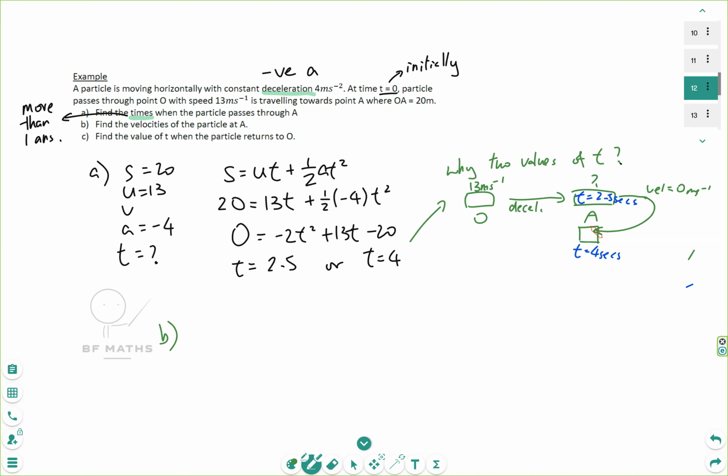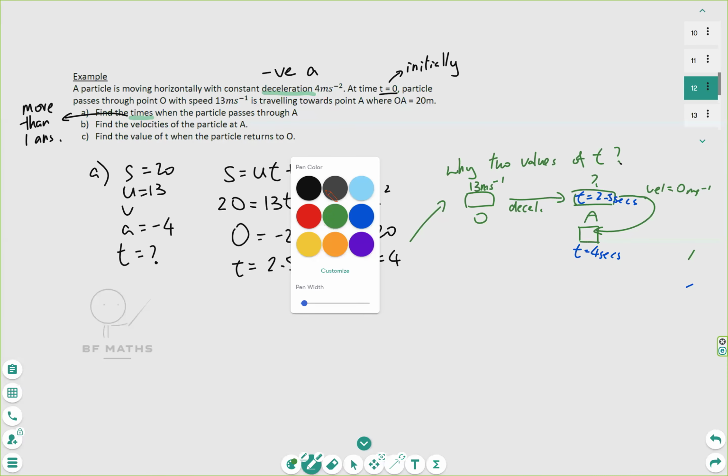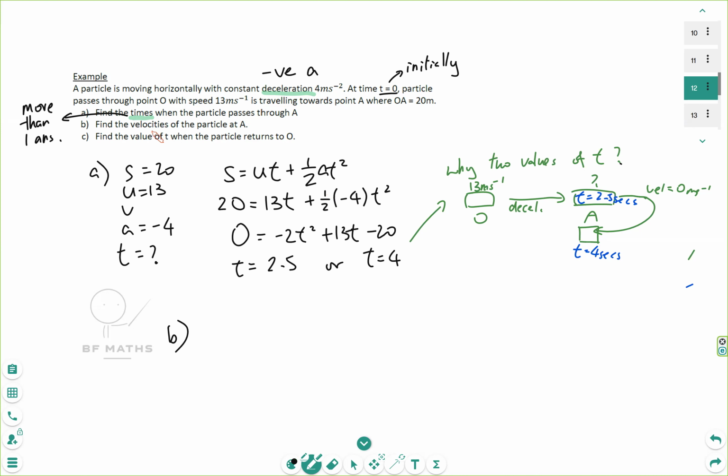Part B. Wrong color. Find the velocities. Again, more than one answer. Velocities, so we're trying to find V. V squared equals U squared plus 2AS. Now you might be wondering, can we use another formula? There is more than one formula we can use because we've got more than three pieces of information in here. Now we know T is 2.5 or 4. Yes, you can, but I'm going to show you step by step. Let's use this formula: V squared equals U squared plus 2AS. V squared equals 13 squared plus 2 times -4 times S, 20.